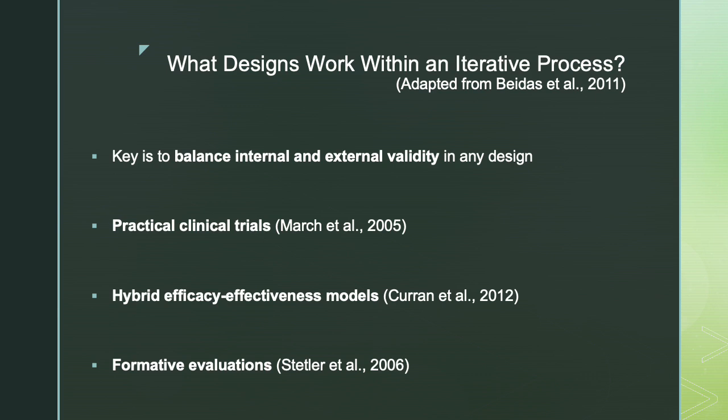There are times where you have to compromise a bit on internal validity because you're in a real world environment and you just have to make a change that wasn't in the manual. So you have to, in implementation science, be mindful of choosing designs that give you flexibility to balance internal and external validity. So 3 different designs to consider.